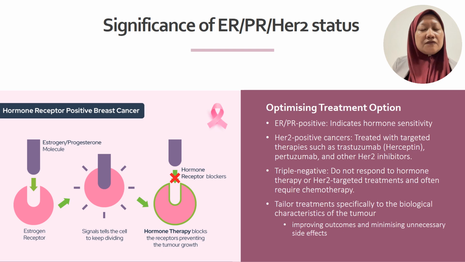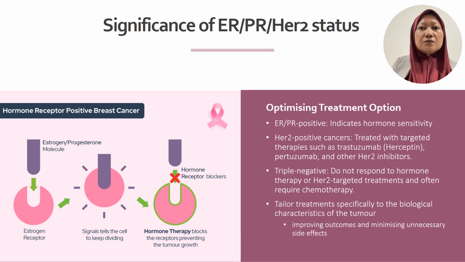HER2 positive cancers, on the other hand, benefit from targeted therapies like trastuzumab or Herceptin, as I mentioned earlier, pertuzumab or Perjeta, and other HER2 receptor inhibitors. These drugs specifically target the HER2 protein, which plays a key role in the growth of these cancers.